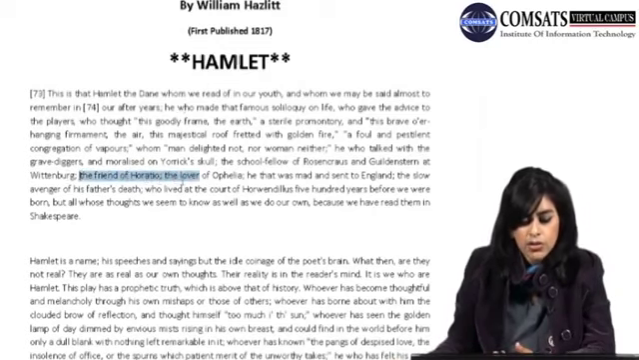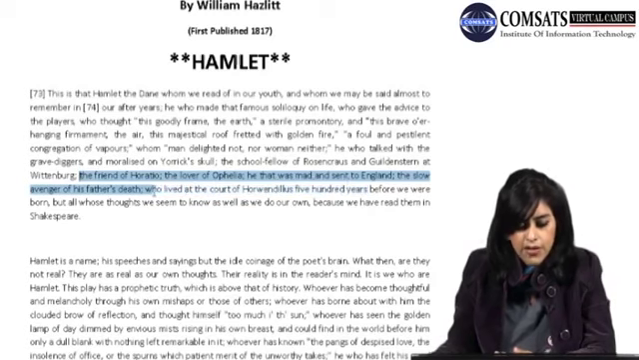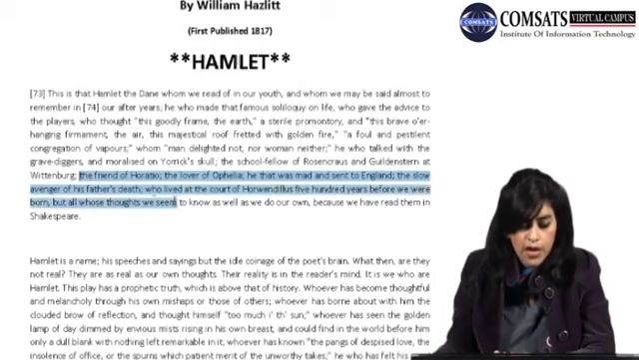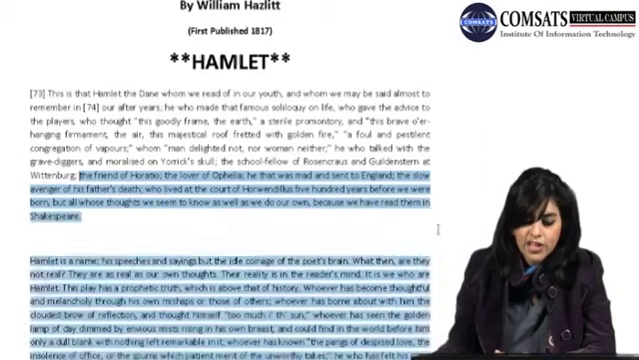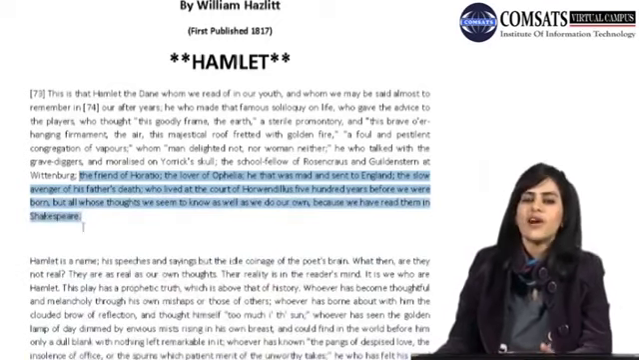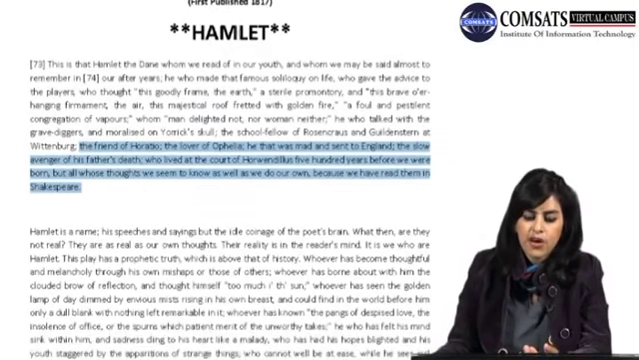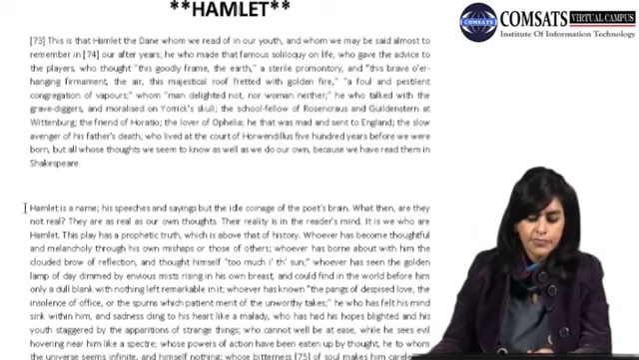The friend of Horatio, the lover of Ophelia, he that was mad and sent to England, the slow avenger of his father's death, who lived at the court of Horvendillus 500 years before we were born, but all whose thoughts we seem to know as well as we do our own, because we have read them in Shakespeare. So this is how the writer tries to explain the character of Hamlet in his first paragraph, and this is how he explains what exactly he is going to talk about. He is particularly going to talk about Hamlet's character throughout his essay.